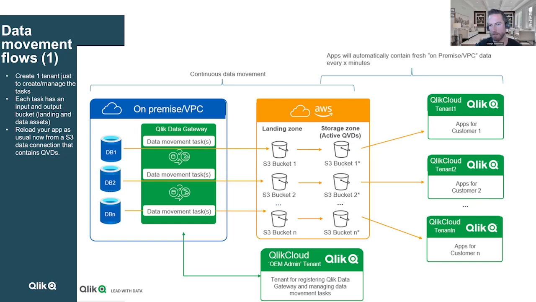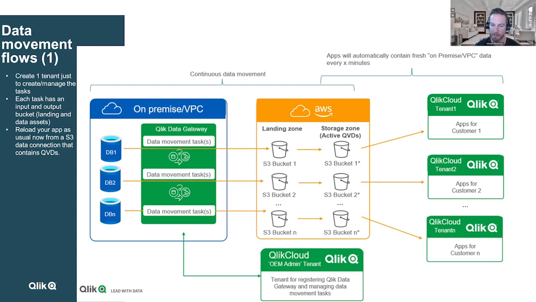And the task contains the settings like, hey, this is the namespace of my customer. So all tables with customer 1 star need to be replicated to the cloud target. So I installed the Qlik Data Gateway. I created an AWS bucket for each customer. Actually, I created 2 buckets, one for the input and one for the output. So I moved my data using a data movement task to a landing zone in AWS.